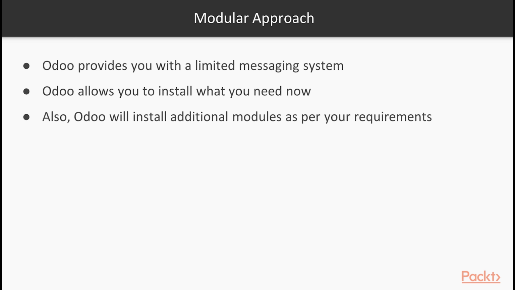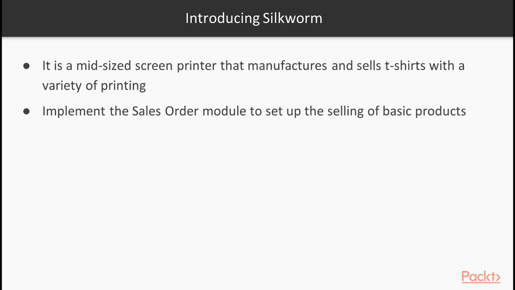Introducing Silkworm, our real-world case study. To best understand how to work with Odoo, we will build our exercises around a real-world case study. Silkworm is a mid-sized screen printer that manufactures and sells t-shirts, as well as a variety of printing. Using Odoo's modular design, we will begin by implementing the sales order module to set up the selling of basic products. In this specific case, we will be selling t-shirts. As we proceed through this video, we will continue to expand the system by installing additional modules.